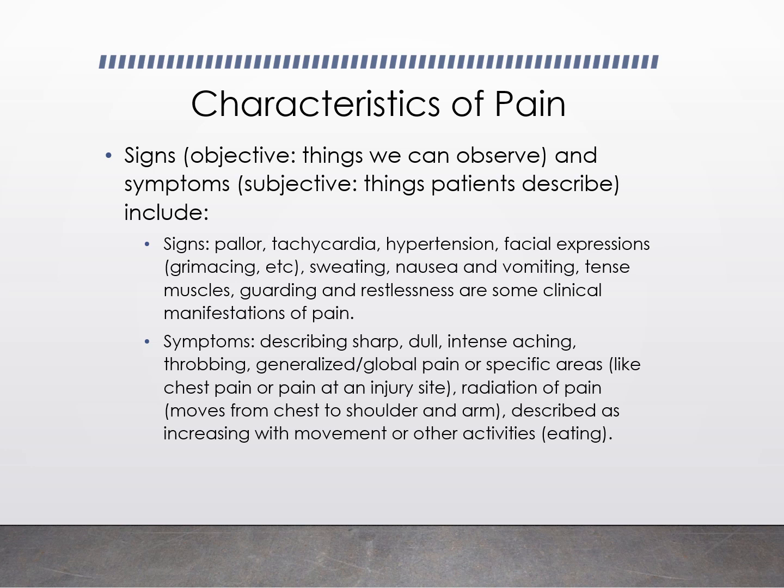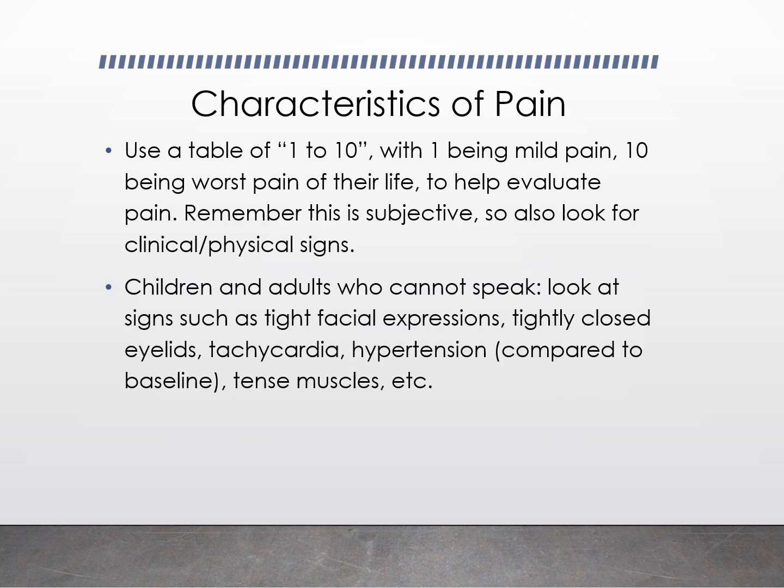Some symptoms of pain would be like the patient telling you there's a sharp pain there, or a dull, intense, aching, throbbing type of pain. Is it generalized? That means like all over the body. Or is it localized to a specific area, like chest pain or pain at the site of an injury? Any radiation pain or radiating pain, that means like it starts in the chest and it moves over to the arm or shoulder. Does it increase with movement or activities like eating? So again, signs versus symptoms.